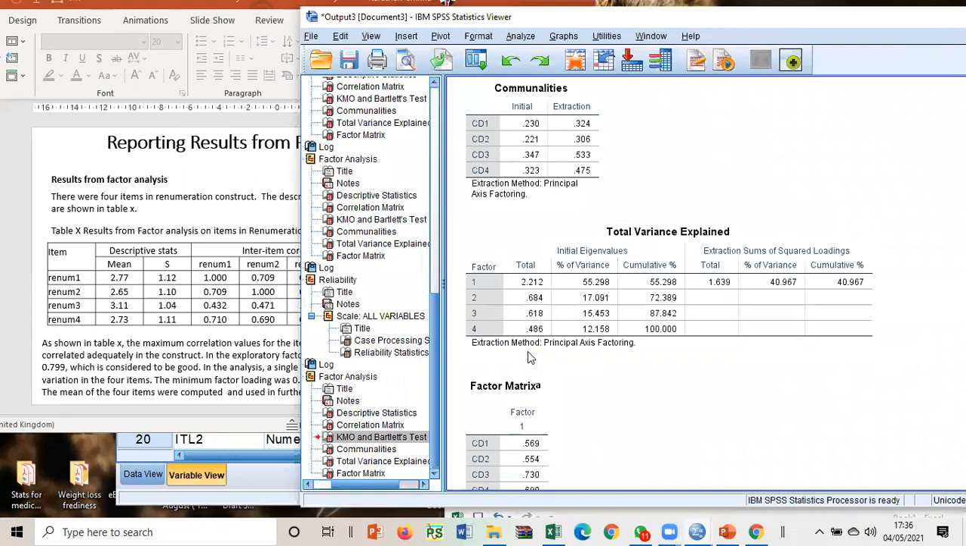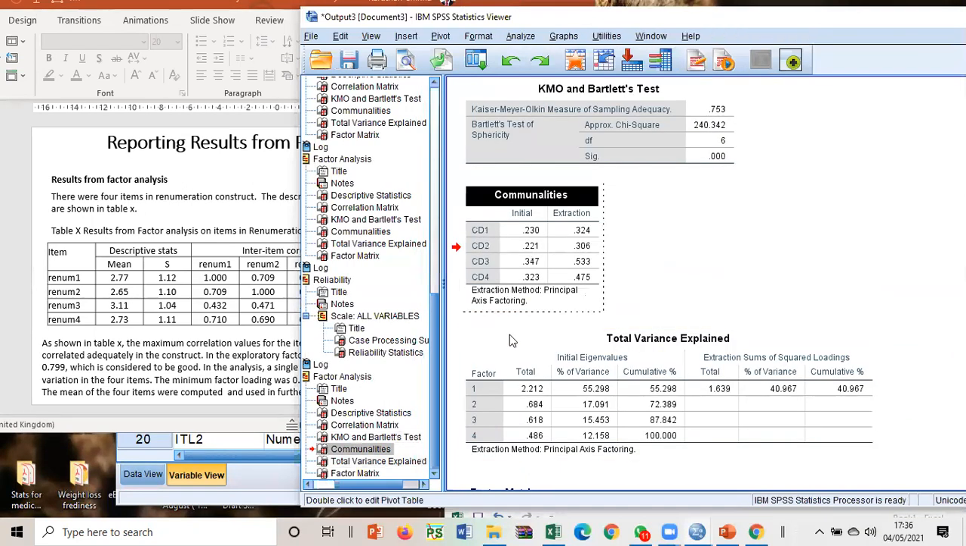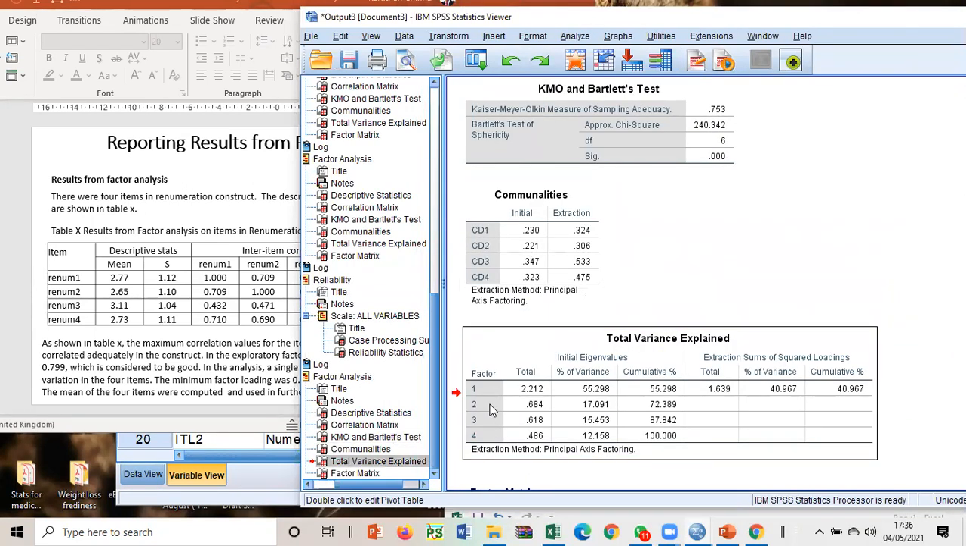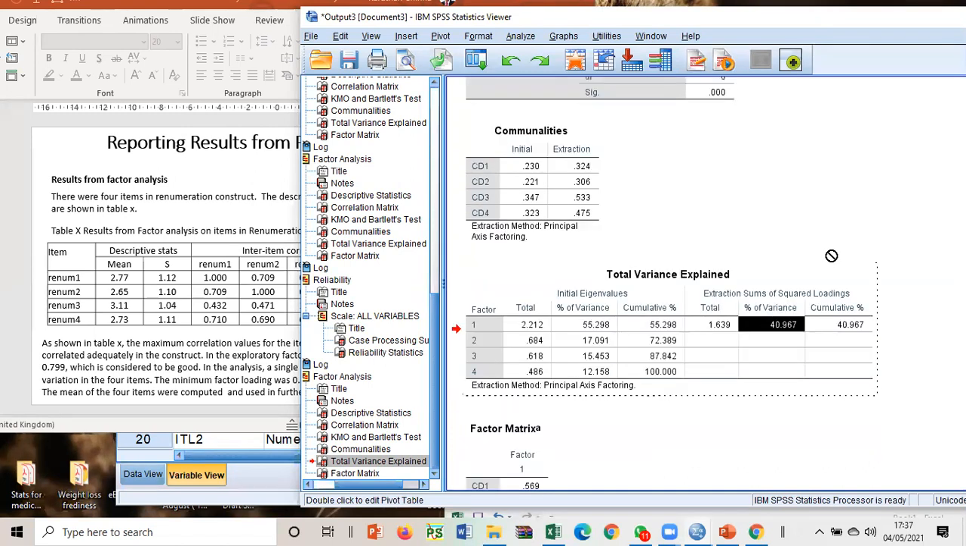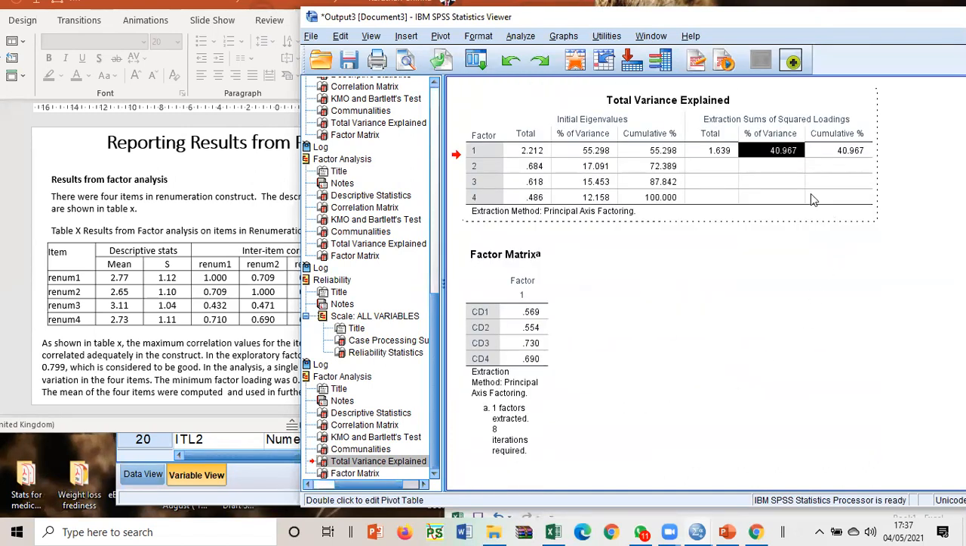How many factors are selected? One factor. Four of them become a single factor. But the AVE, the average variance extracted, is it good enough? How many percent? Only 40%. Yeah, less than 50. So I want to improve this.